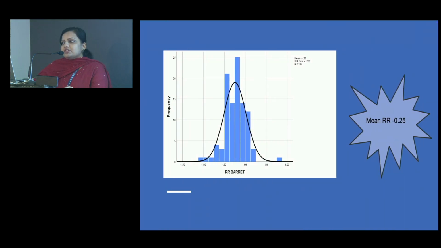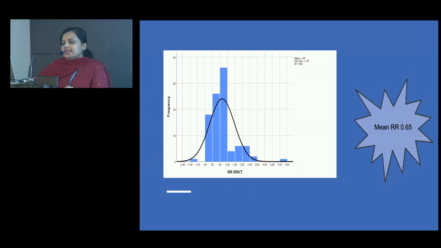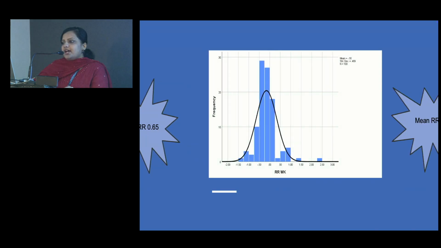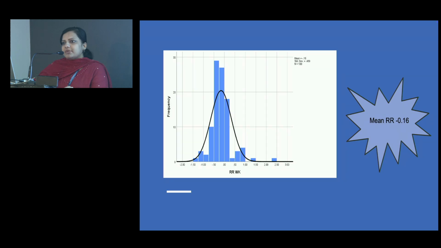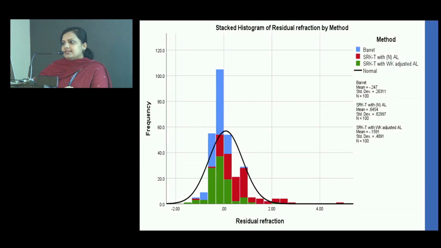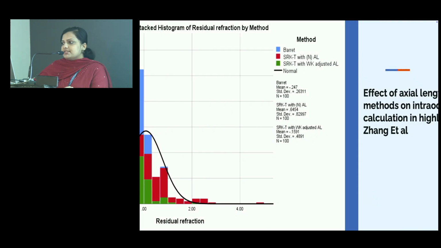The mean residual refraction with Barrett was minus 0.25. With SRK/T with normal axial length it was plus 0.65. And with Haigis-adjusted axial length it was minus 0.16. This is a stacked histogram showing the residual refraction by 3 methods.